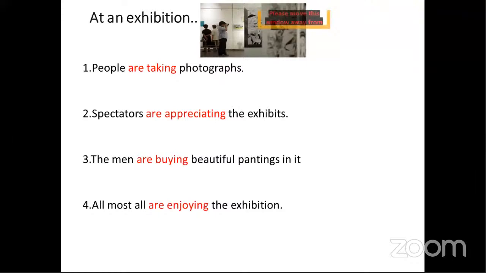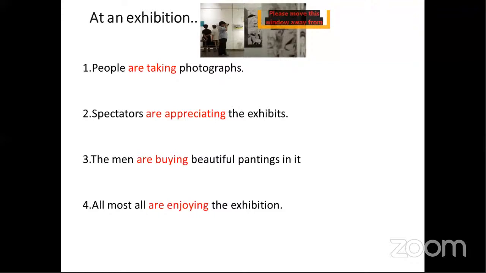And last, almost all are enjoying the exhibition, right? So if it is so nice, attractive, and heart-touching, we really appreciate it, right? Annually, there's a big exhibition conducted at the BMICH, right? Almost all the people are appreciating it, right? So here we have come to the task.